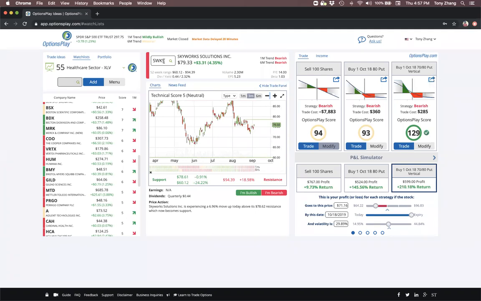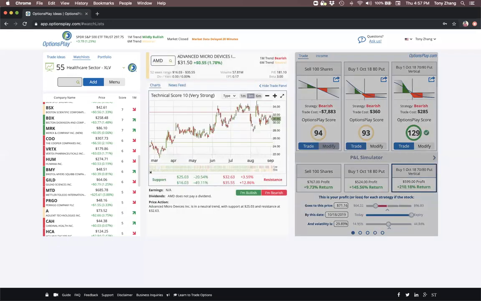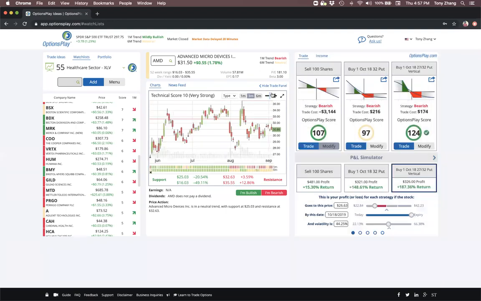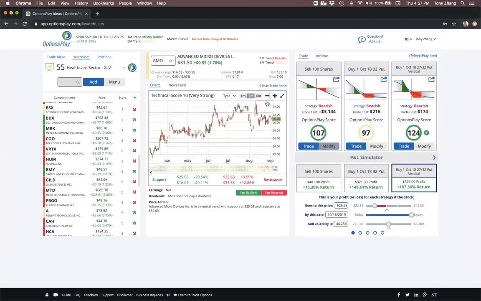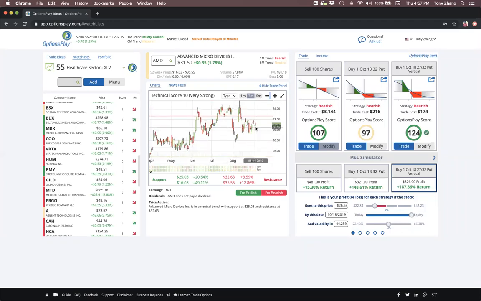AMD, did I just cover that already? Nope, I don't think so. 1 month and 6 month trend is bullish. Oh, I think I did cover this. Yeah, this stock is trading in a lot of chop. Very strong stock, but if it does pull back to this $29 level, I'd be looking for a long. APHA, I think that's very similar to the Canopy Growth one that I just looked at, so I'm going to skip that.